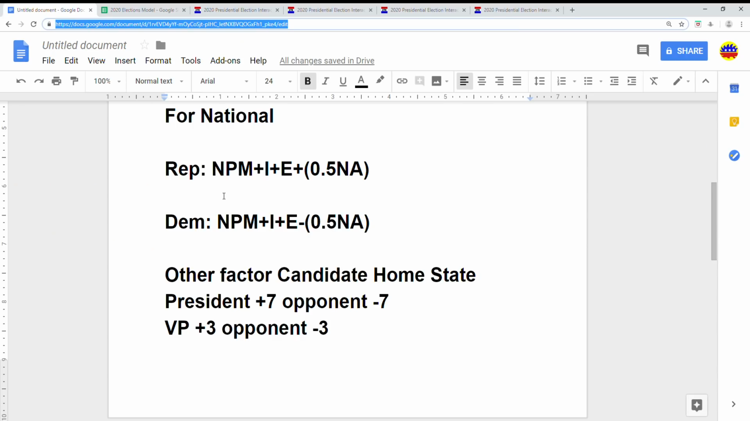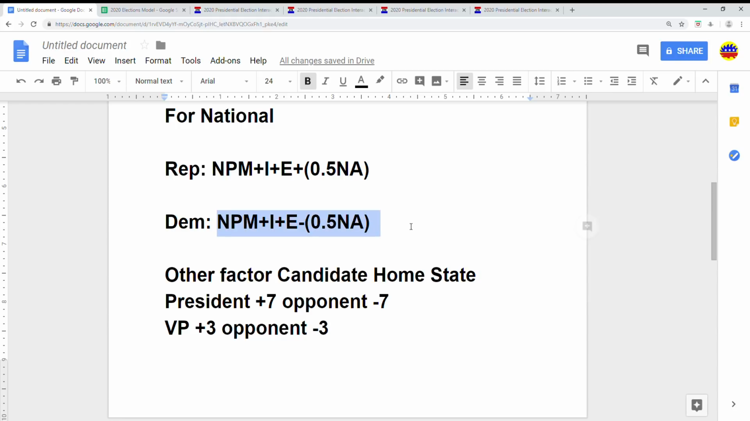So for the national factor, let's scroll all the way down. We have the national partisan mean, or the national party mean, or average. That's what mean means. Plus the incumbency, plus the economic factor, plus half of net approval. And the Democrats is the same, except we're subtracting half of net approval. Again, for the same reason, right now it's a negative value. It'll help Democrats and hurt Republicans. If it flips positive, it'll be the opposite. So I don't have to change the mathematical symbol.